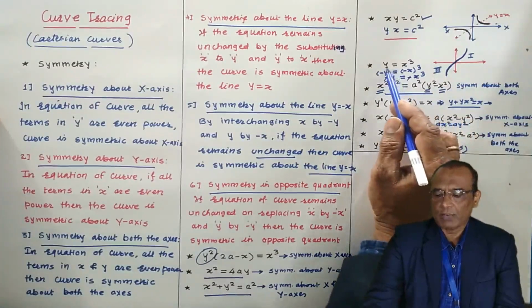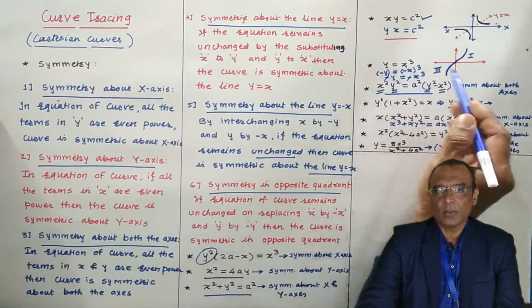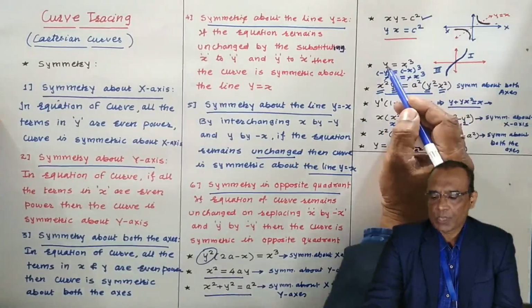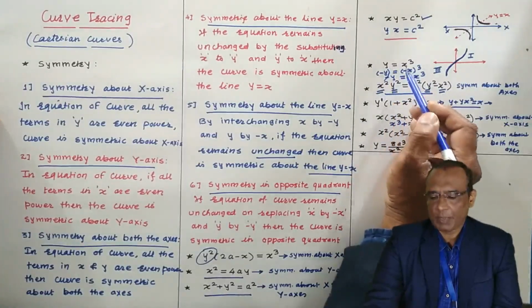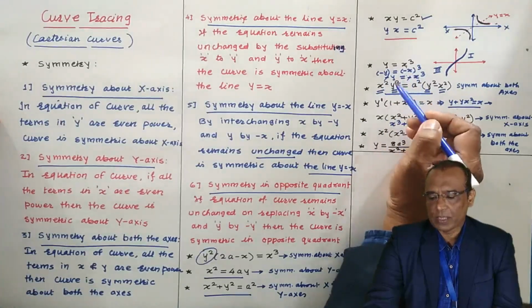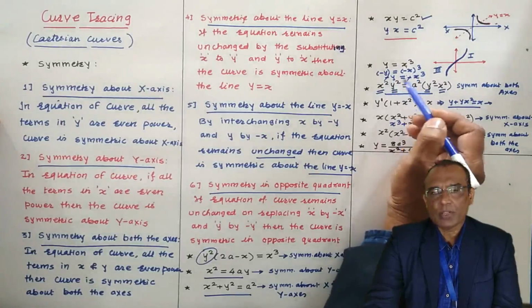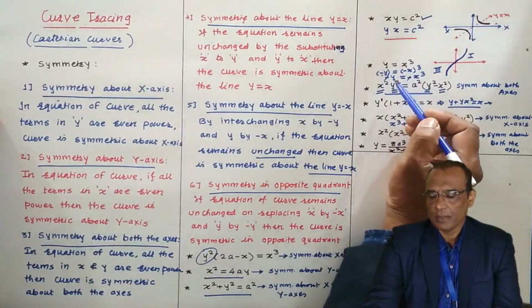Next curve, y is equal to x cubed. The nature of the curve I have also drawn here. Replace y by minus y and x by minus x, and on solving this, again I get the same equation, as minus minus gets cancelled.